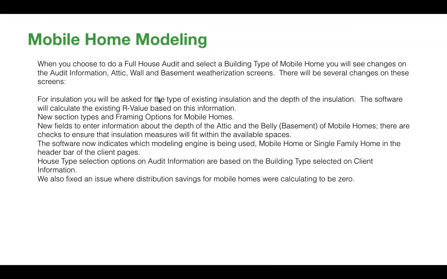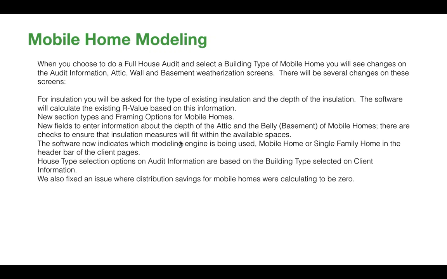So to summarize the manufactured home here, for insulation, a few differences: you're going to be asked the type of insulation and the depth of insulation, because we're going to use that to calculate the existing R value. You're going to see new framing options for mobile homes, new section types and framing options, usually signified by the prefix MH to help you out so you know that's a mobile home. You're going to see some belly cavity information in the foundation floor section, and you're going to be asked to enter information about the depth of that cavity.